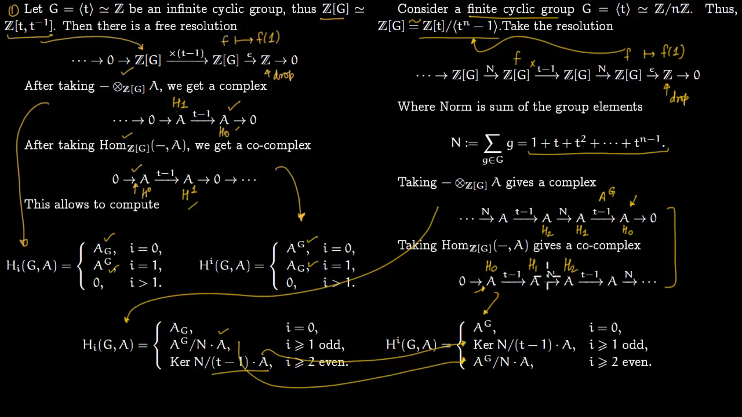Now for H1, you have this map N, so cohomology is kernel over image, so kernel of N over image coming in, which is (t minus 1)A. For H2, you require the kernel of this map, which is multiplication with t minus 1, so it has to be the elements which are fixed, because it's the kernel of the map modulo the image coming in, which is N times A. That's pretty much it. So just keep repeating this for odd and even, it just keeps repeating. So that is pretty much it. So we have considered an infinite cyclic group and a finite cyclic group and computed their homology and cohomology.